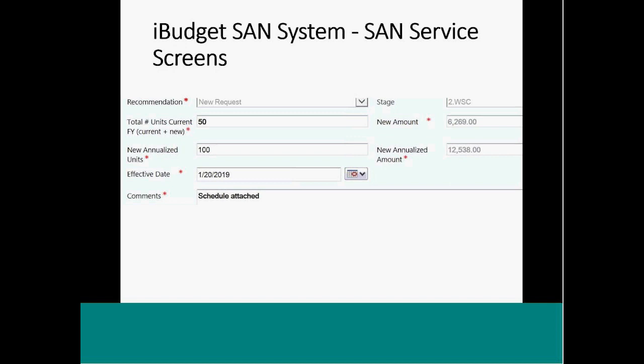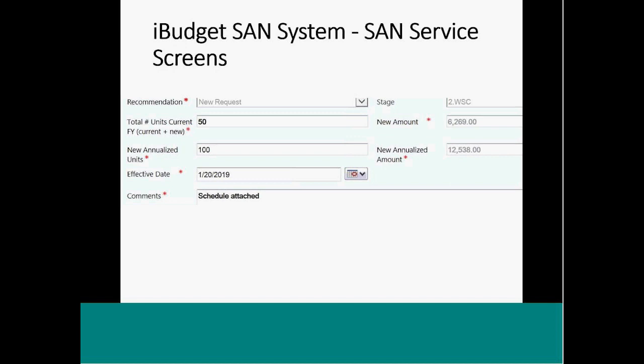So don't enter just the 38, which is the balance that they need, and don't enter like 100, which they may need for next fiscal year, because that's going to go in the new annualized units field underneath. So in that section, what we need to see is the total number of units they need for the current fiscal year. That's what already has been provided, plus any additional they need for the balance of the fiscal year.